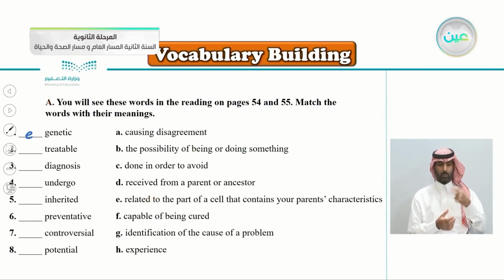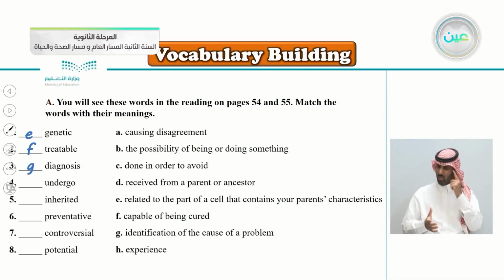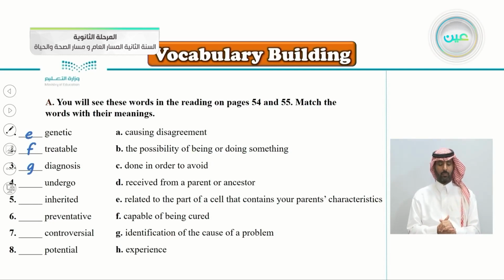Number 2, treatable. What does it mean to treat? We'll be learning that later. So treatable goes with the letter F, capable of being cured. So treat means to cure. Capable of being cured. Diagnosis, number 3. Let's see the correct answer here. It goes with the letter G, identification of the cause of the problem. To know the cause of the problem, to identify the cause of the problem. This is diagnosis.